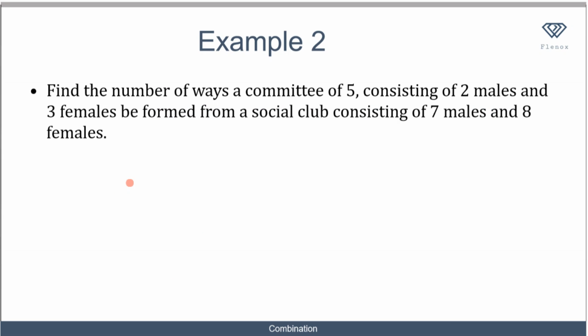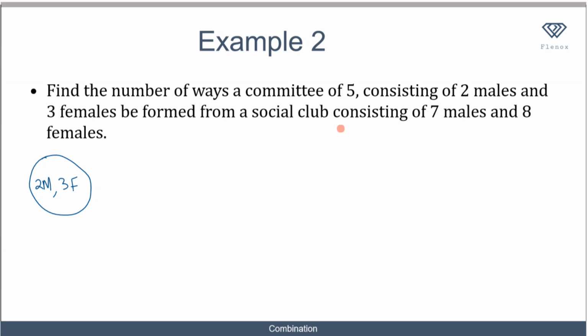Let's take a look at another example, and these examples are going to be based on some of the ideas we have talked about when we were looking at permutation, but we're going to make use of the combination formula. In this example, we are told to find the number of ways a committee of 5 consisting of 2 males and 3 females. So I write it out. I want to form a committee of 5 people. So this is my committee where they will have their meeting, and the committee must be made up of 2 males and 3 females.